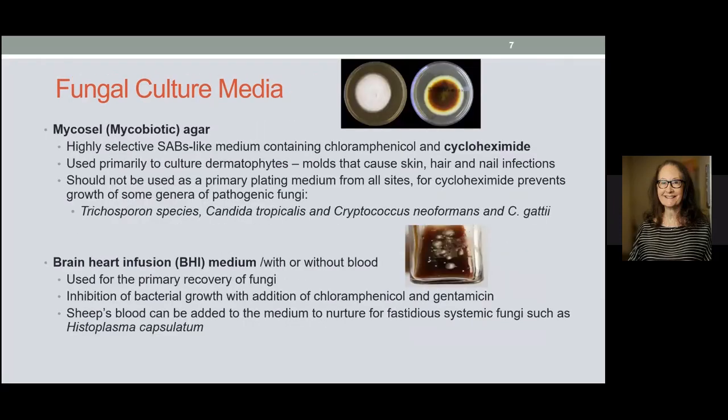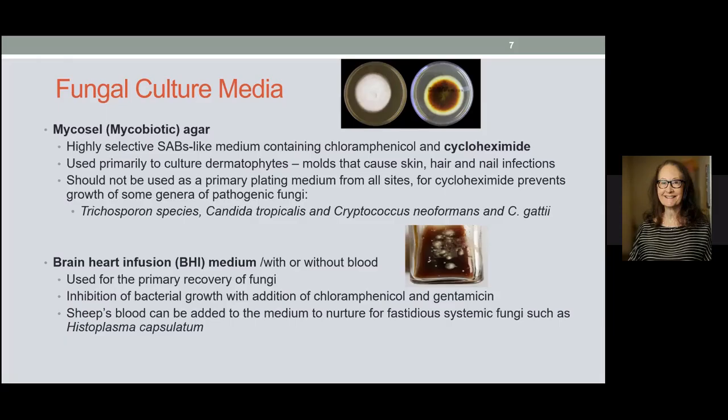There's also a unique media known as Mycosel or mycobiotic agar. This is a highly selective SDA-like medium that contains chloramphenicol and a substance known as cycloheximide. These are used primarily to culture dermatophytes. These are, of course, the molds that cause hair, skin, and nail infections. This should not be used as a primary plating medium from all sites, because cycloheximide can prevent some very important pathogenic fungi from growing, specifically Trichosporon, Candida tropicalis, and Cryptococcus neoformans and gattii.